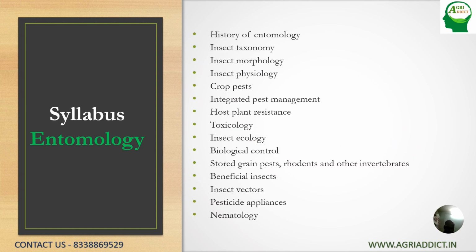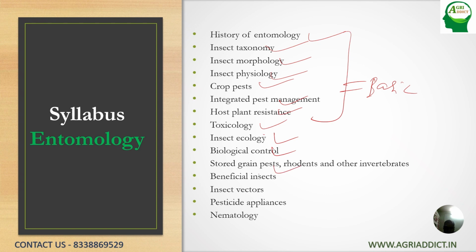So these are the different areas for the entomology part. Basically, I will discuss all things about entomology only, and the nematology part will be covered by other people. So this is the history of entomology, taxonomy, morphology, physiology, crop pest, IPM, host plant resistance, toxicology. These are some of the basic parts. And ecology, biocontrol, stored grain pest, beneficial insects, insect vectors, pesticide appliances, these are the applied part.